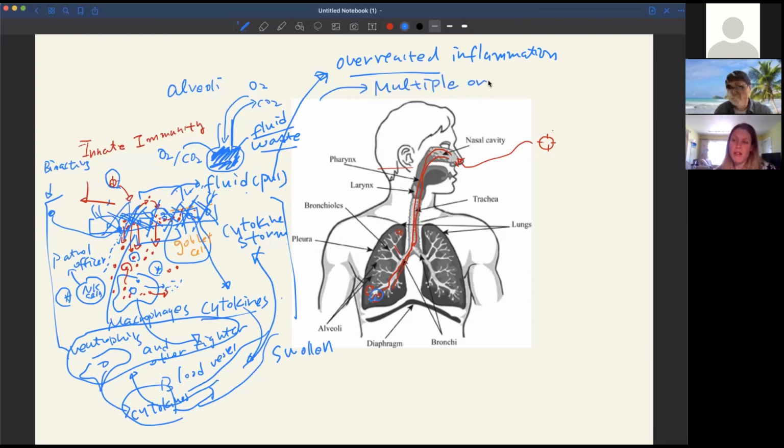And do we know why this happens in certain people? Why their immune system goes into overdrive? That's a very good question. I don't think we actually know the answers for it. But one thing that we know is this could happen to anybody.